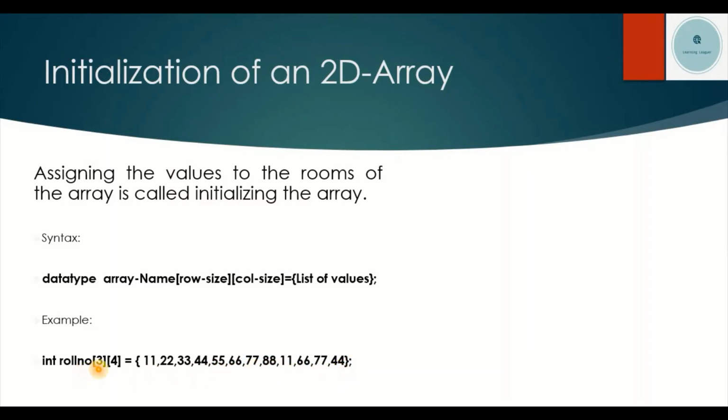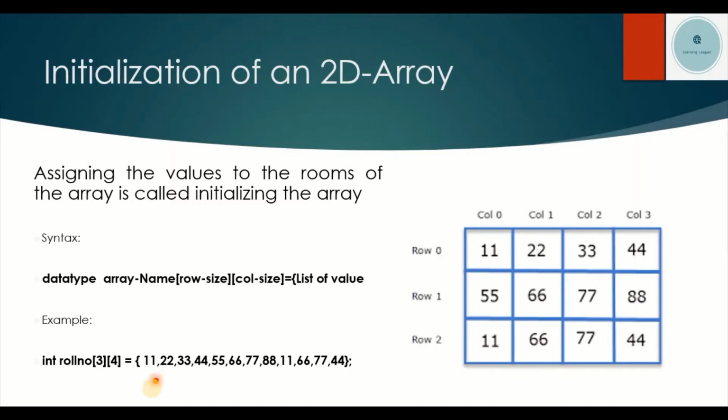See, how many rows are we creating? 3 rows we are creating. In the first row, how many columns will we have? 4 columns. That means 11, 22, 33, 44 will be stored where? It will be stored in your first row. This we can see using a particular picture.